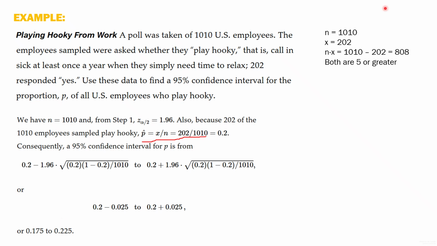But some of you guys are missing your interpretation. So how would we interpret this? We can be 95% confident that the percentage of all U.S. employees who play hooky is somewhere between 17.5 and 22.5%. So when you interpret this into a percentage, it helps put it into context.